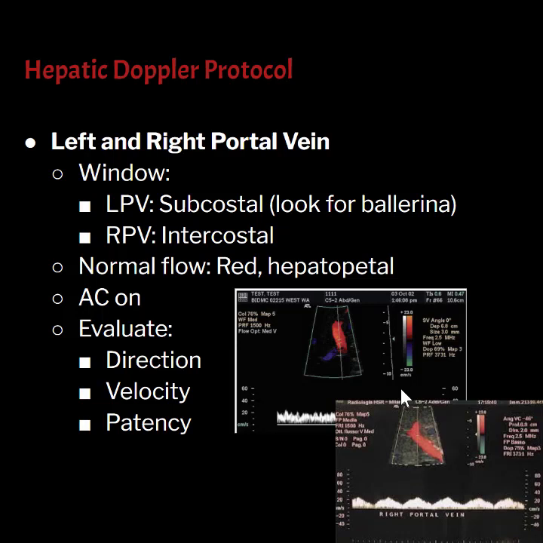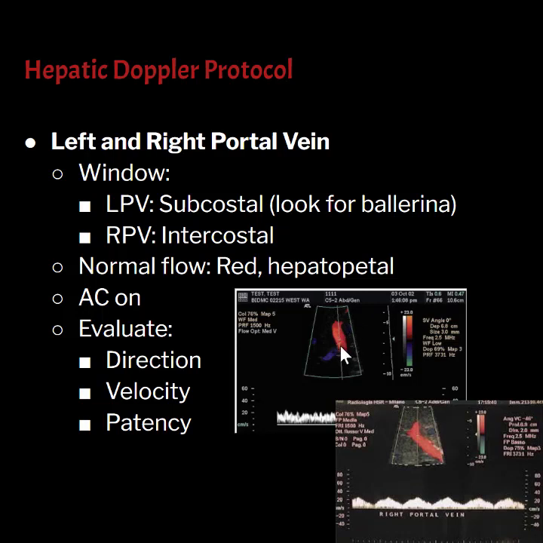The next part that you will see is the portal veins. So there is a portion of the left portal vein that travels directly towards the transducer when you're in the transverse subcostal plane. You will then put your spectral tracing in the middle of that portion that is coursing directly towards the transducer, and this is where you will be able to evaluate direction, velocity, and patency. So make sure that you do have your angle correct on for this image.